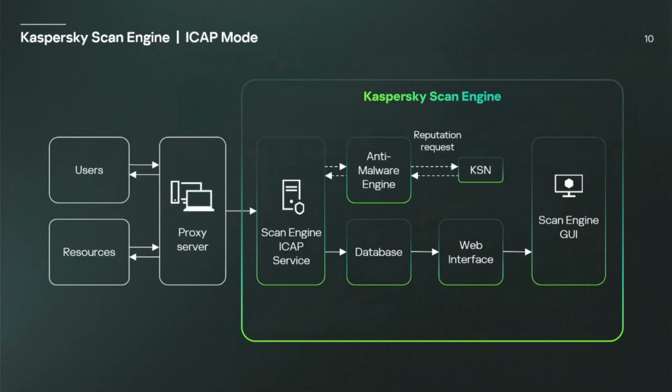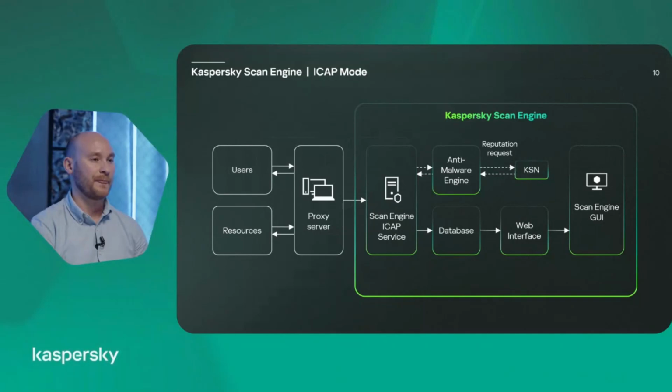Now let's have a look at ICAP mode. For ICAP mode, there are only 2 components that have changed. You can see it from the slide. The first component is the client part. For our example, it is a proxy server. And the second component is the Scan Engine ICAP service instead of the HTTP service.